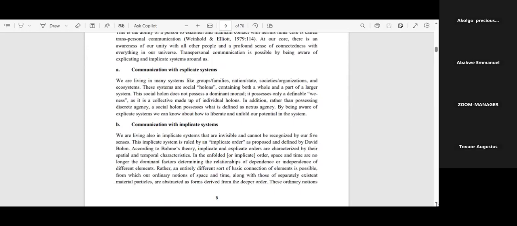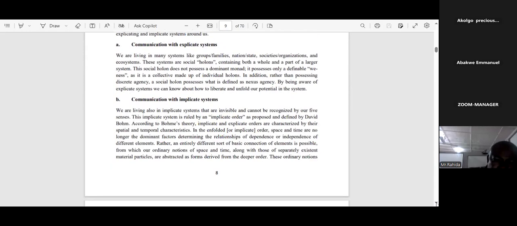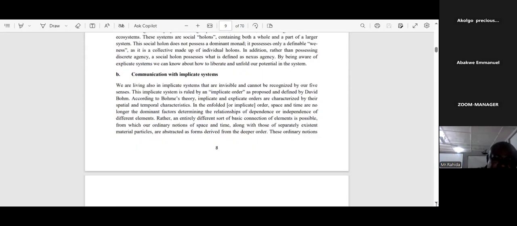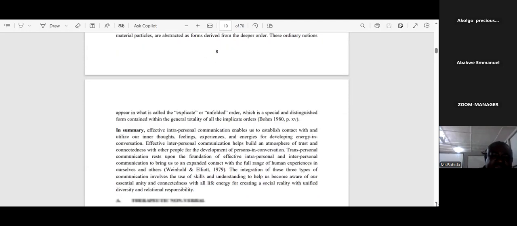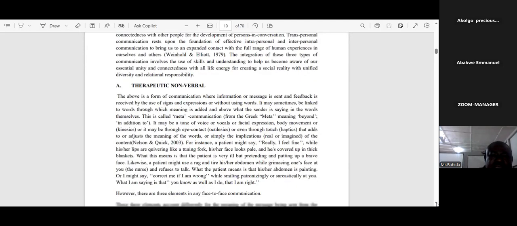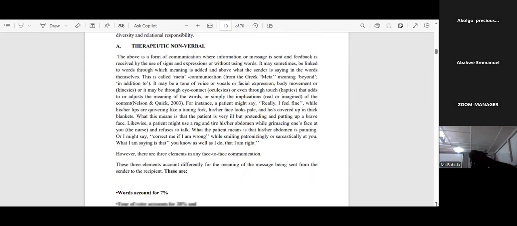Please, the kinesis, I didn't get that one. Which one? The kinesis type of communication, the nonverbal aspect. Yes, please. Is it not the kinetic? Yes, please. The kinetic simply means body movement.